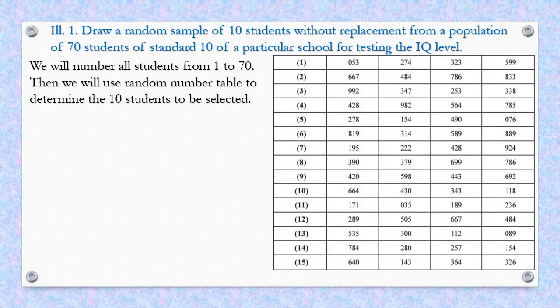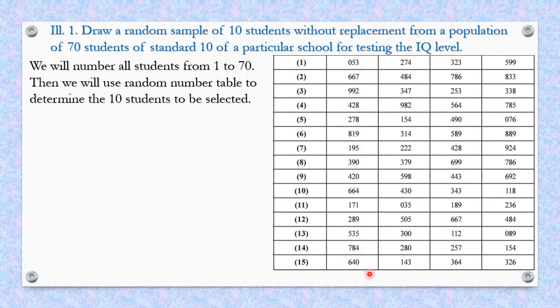So my total numbers are 1 to 70. Now if you look at these numbers, all of these are 3-digit numbers. My maximum number is a 2-digit number. So rather than using the 3-digit numbers, I am going to start by using 2-digit numbers. The first 2-digit number I will take is 05, and I will ignore the last third digit.